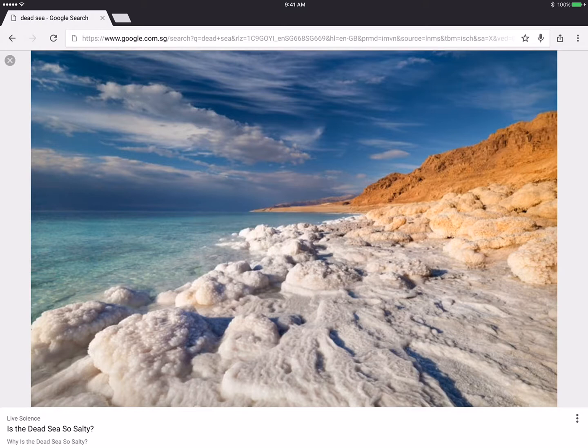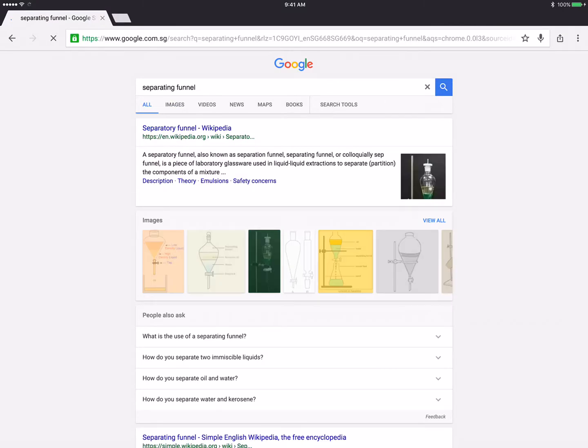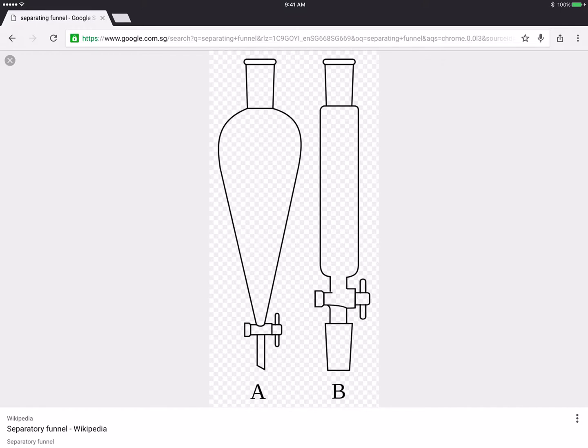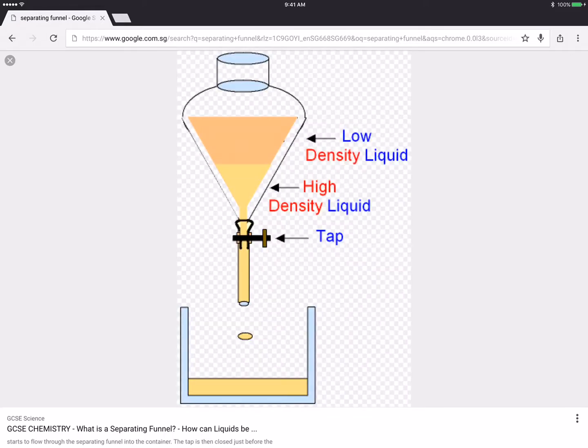Okay. Now I want to see the filter funnel. Okay, separating funnel. This is a separating funnel. So how do you remove oil and water? Oil will be at the top, low density. Water is at the bottom. So you open, close a bit. The water will come down. That's it.